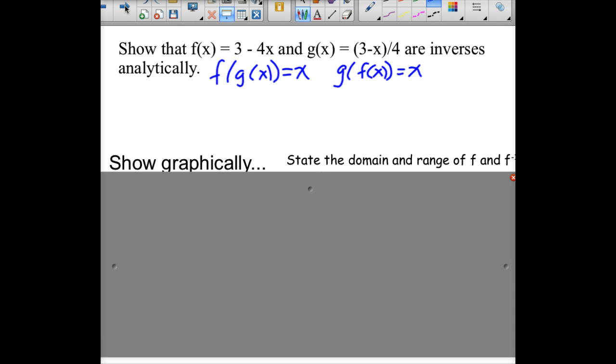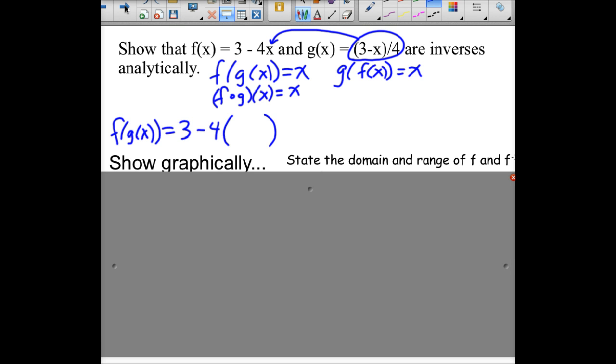Remember the notation? It could be this. You've seen this before, right? That means the same thing as f of g of x, where you're putting g into f. Alright, so 3 minus 4x is f, and (3 minus x) over 4 is g, so I'm going to take that function and put it into the f function. So f of g of x will equal 3 minus 4, and then instead of x, I'm going to put this function, which is g.